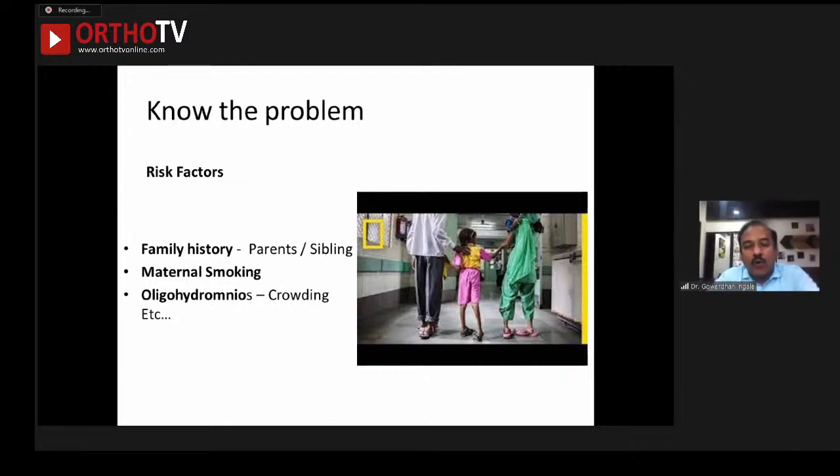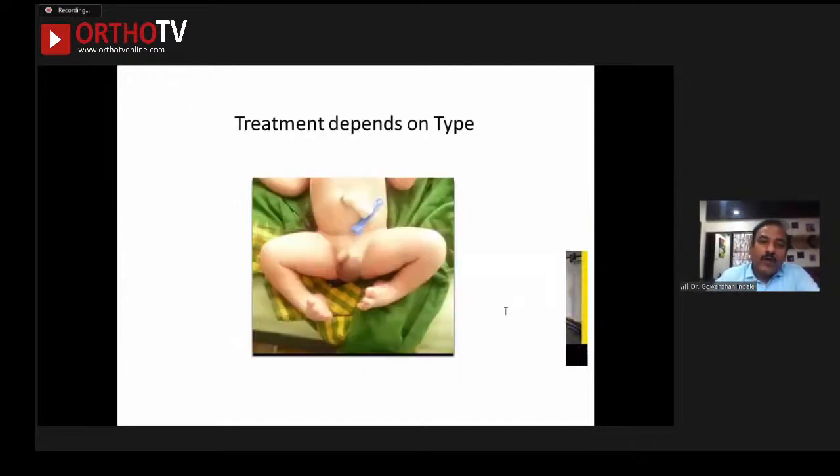Then obviously maternal smoking is another risk factor, or oligohydramnios is also a factor, and it is commonly associated with many problems. So we have to explain, and if possible we should keep a few pictures of the patients or PPTs ready with us to show them how it really progresses.